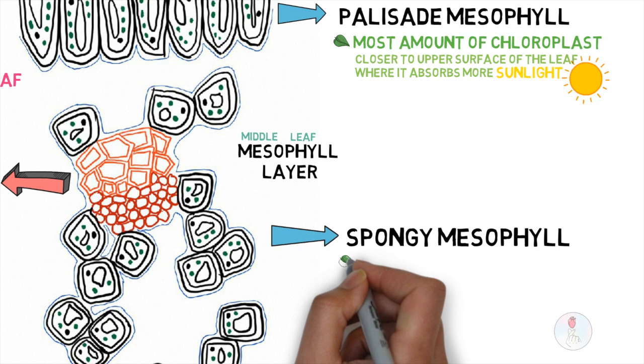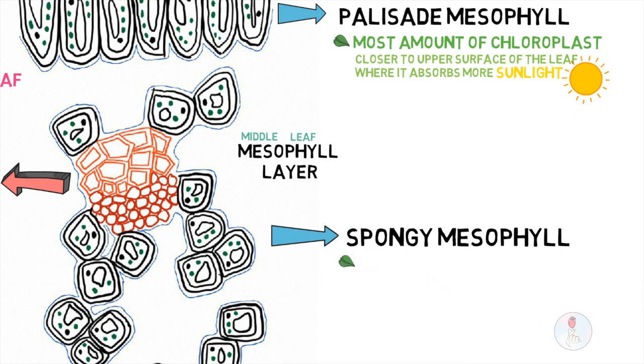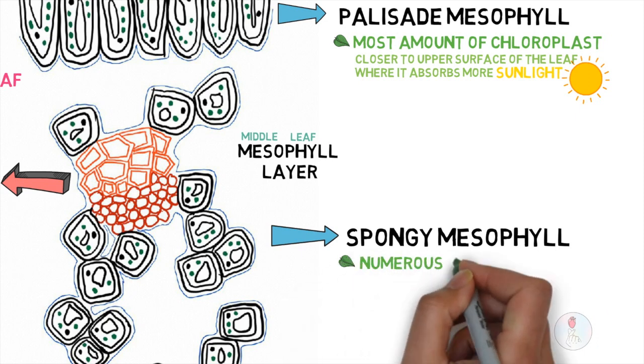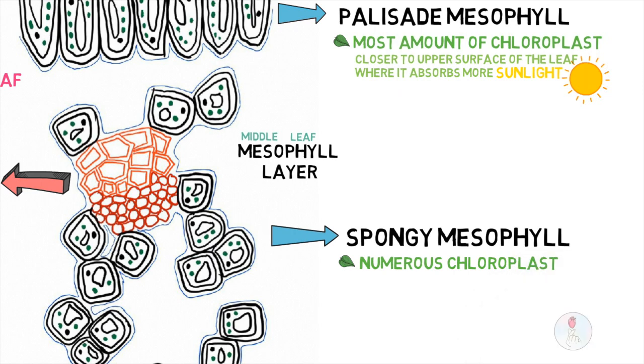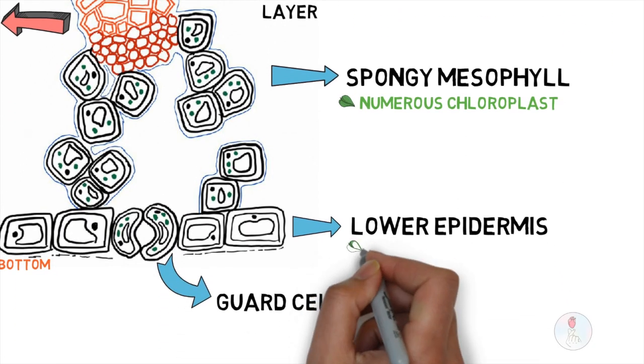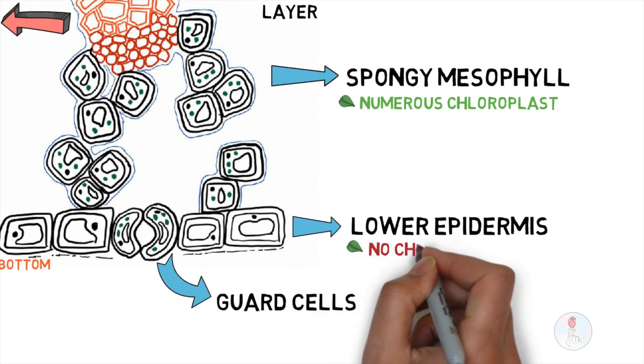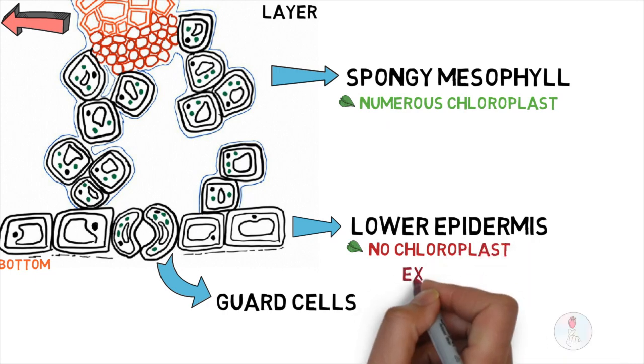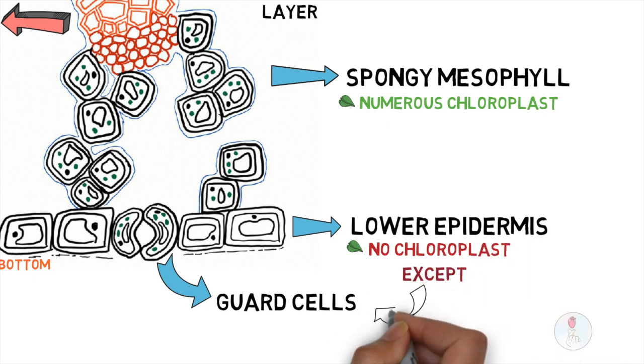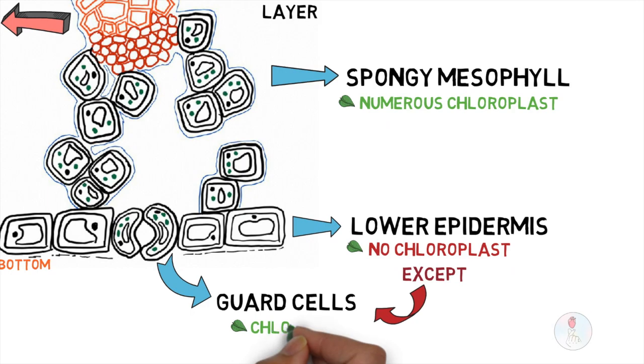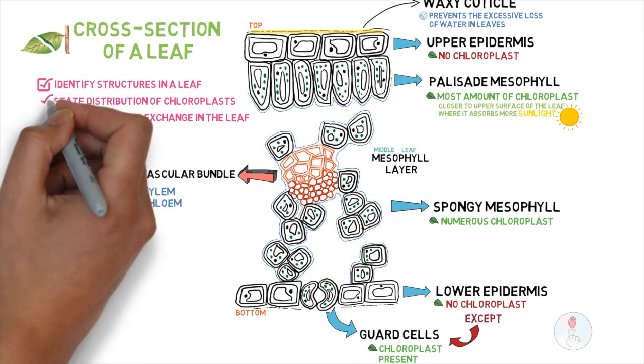Compared to this, the spongy mesophyll cells have numerous chloroplasts, but still less than the palisade cells. Similar to the upper epidermis, the cells in the lower epidermis have no chloroplasts except for the guard cells. Very quickly, we have identified the distribution of chloroplast in a leaf.